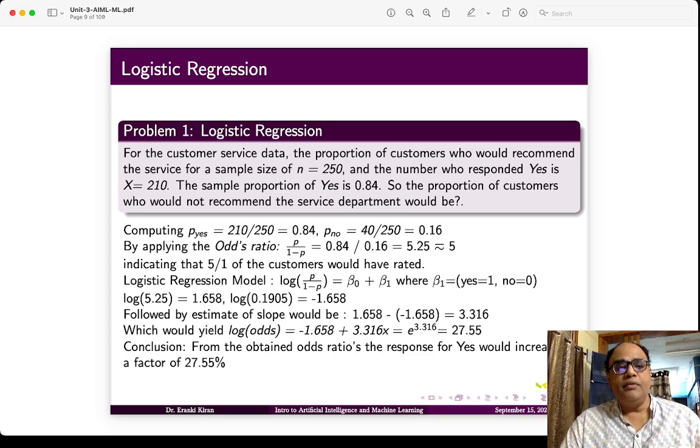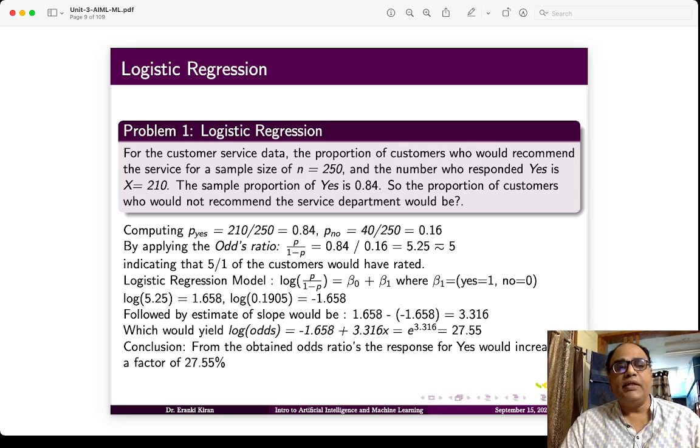Which would also give us a log of odds, that is minus 1.658 plus this slope estimate times. So that will give you e power 3.316, which is roughly 27.55. So what we can conclude from the obtained odds ratio is that the response for yes would increase by a factor of 27.55. Okay.